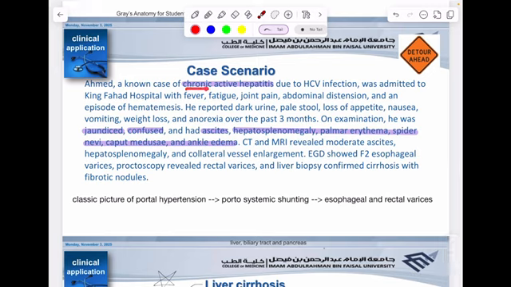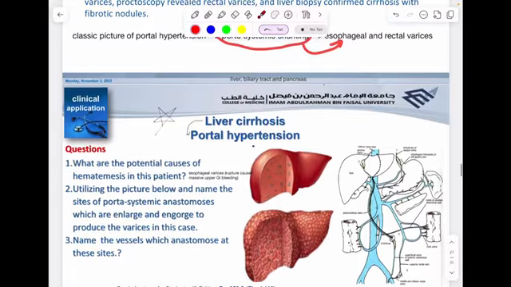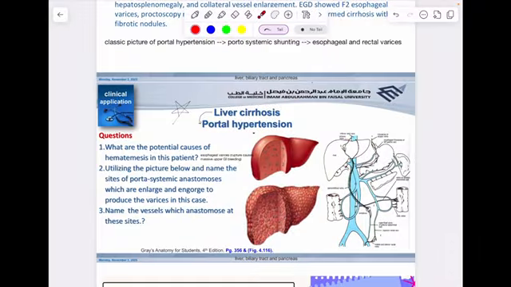Ahmed has chronic active hepatitis. He's jaundiced, confused, he has ascites, hepatosplenomegaly, palmar erythema, spider nevi, caput medusae, and ankle edema. The bottom line here is that this is a classic picture of portal hypertension. What happened here is that there's portal systemic shunting, which results in esophageal and rectal varices. So liver cirrhosis can cause portal hypertension.